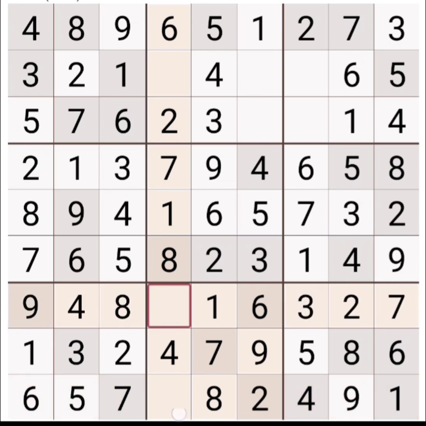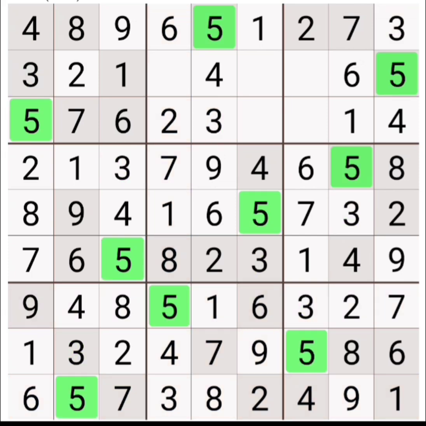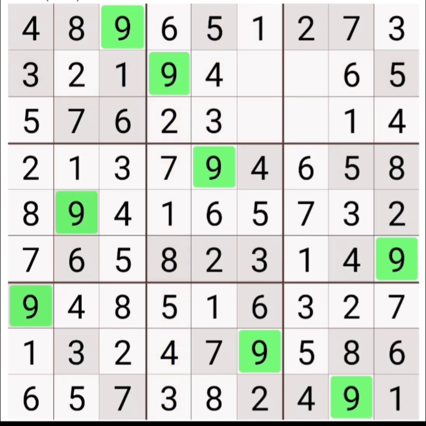Now let us complete this box. 1, 6, 4, 7, 9, 8, 2. Only 3 and 5 are missing. So 5 cannot come in this cell because 5 is in the same row. So 3 will come here and 5 will come here. Now let us complete the 4th column. In this column, 6, 2, 7, 1, 8, 5, 4, 3 are there. Only 9 number is missing. So 9 will come here.